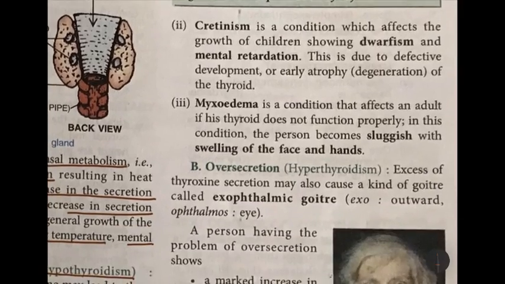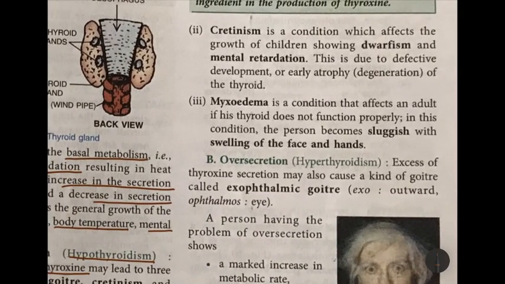Okay. Now, cretinism is another condition which affects the growth of children, showing dwarfism. The child does not grow in height, and even has mental retardation, that is, the mental state also remains like a child. This is due to defective development or early atrophy. Atrophy means degeneration, that is breaking down of the thyroid.